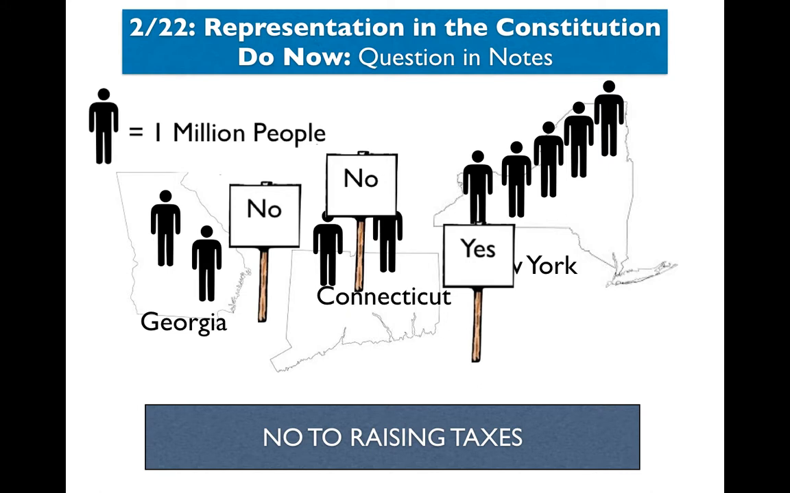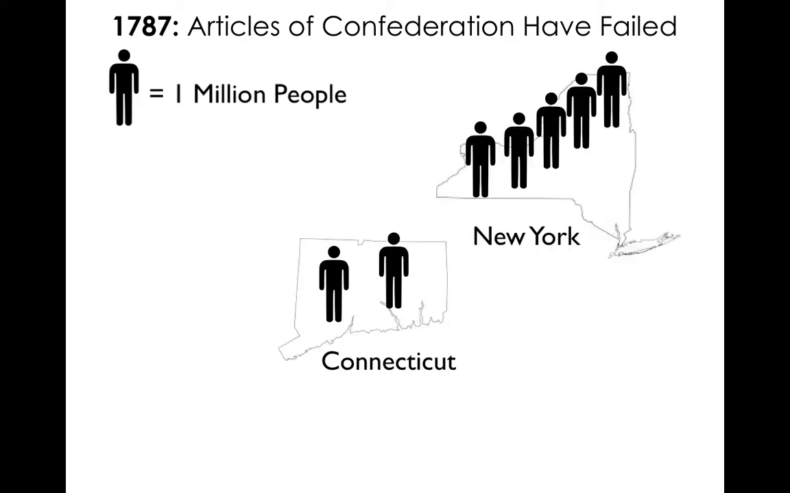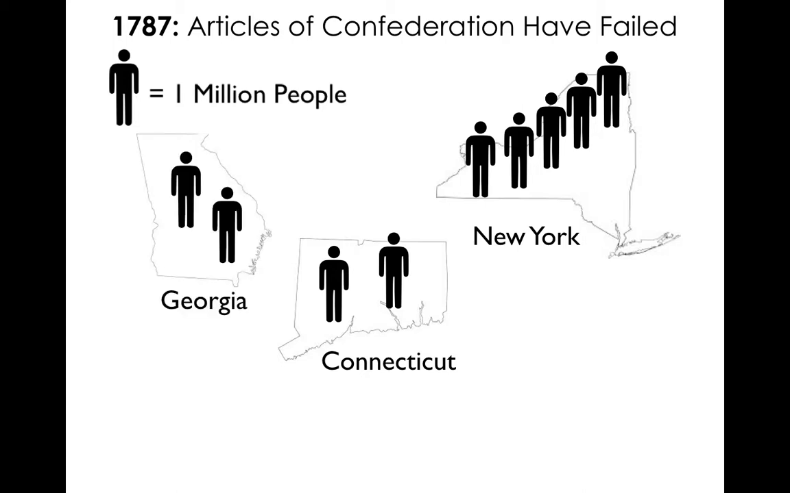This was the system under the Articles of Confederation. The Articles of Confederation basically said one state, one vote, doesn't matter what your population is. But the Articles of Confederation have failed, and so we had to come up with a new idea in the Constitution.